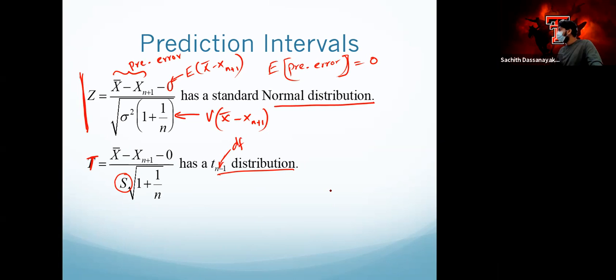Clear? So although you have C, you have to use the same prediction interval, same as T, with small differences. With the small changes. Okay, clear?